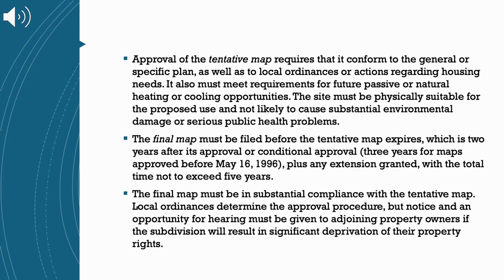The final map must be in substantial compliance with the tentative map. Local ordinances determine the approval procedure, but notice and an opportunity for hearing must be given to adjoining property owners if the subdivision will result in significant deprivation of their property rights.